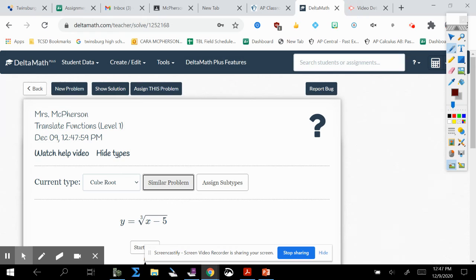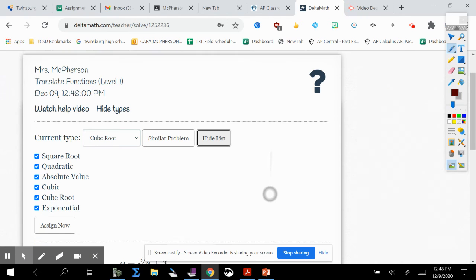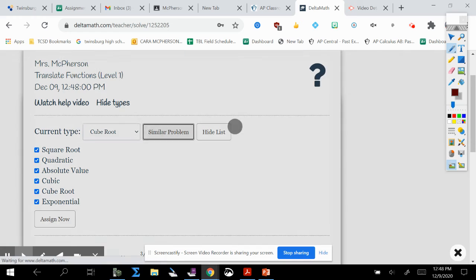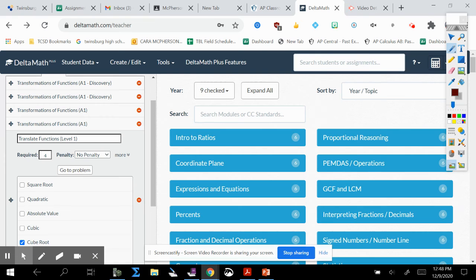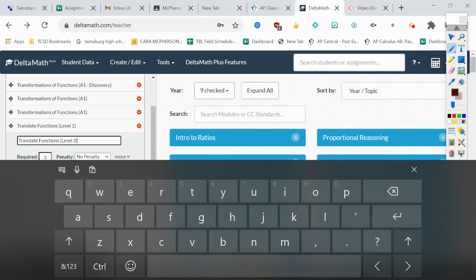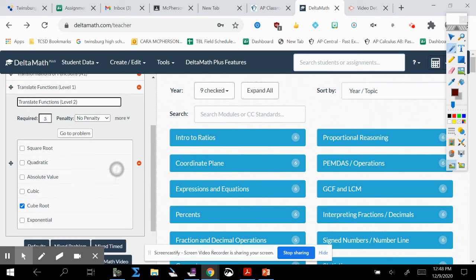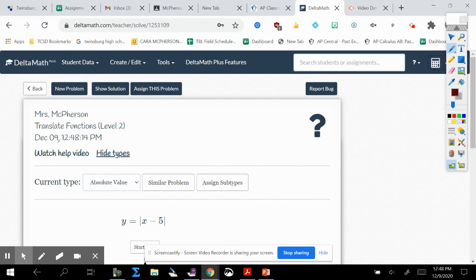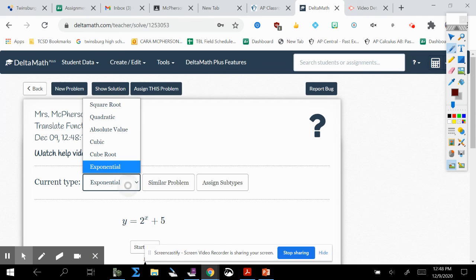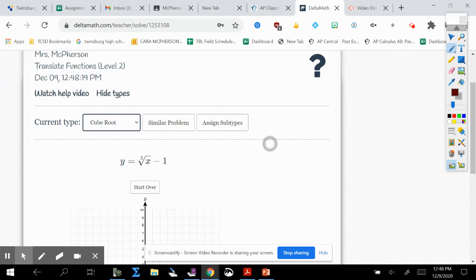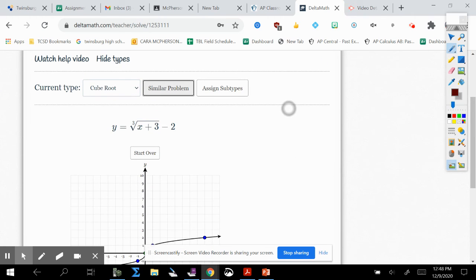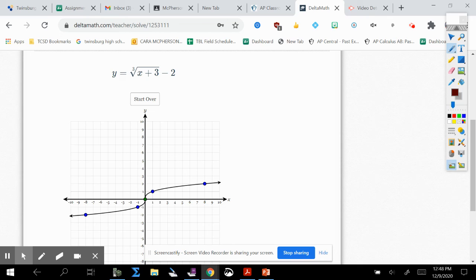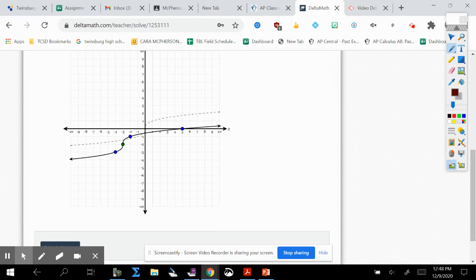Let me show you one that has a little more variety. Are there ones with variety? Maybe not. Oh, you know what? Let me try to find a level 2 one. That might give you a little more variety. Let's do a cube root. Here we go. This is about as hard as it gets. This one is going to go 3 left and 2 down. So you're going to drag it over 3 and down 2. I like that they put it in green so you can move that green point. And then you're going to submit that.